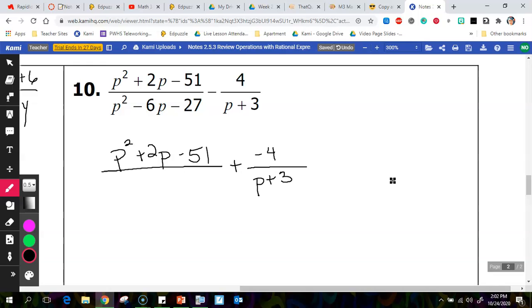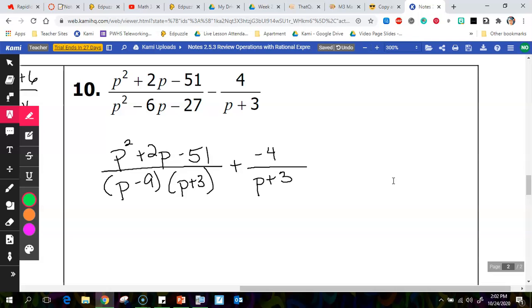All right, so the denominator on number 10, on the first one, it factors to p minus 9 times p plus 3. Okay, let's look at the denominators. What do they have in common? Well, they both have the p plus 3. And then what do they have that's different? Well, one of them has a p minus 9. So the least common denominator is the orange times the green, okay?